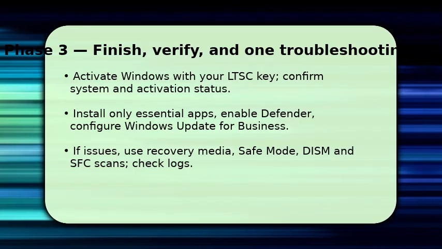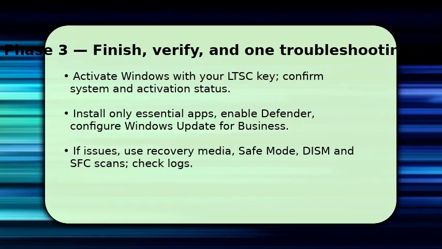Next, install only essential applications, enable Microsoft Defender, and set Windows Update for Business or WSUS to control patches. Finally, optimize the image by removing unused features and capture a clean system image.